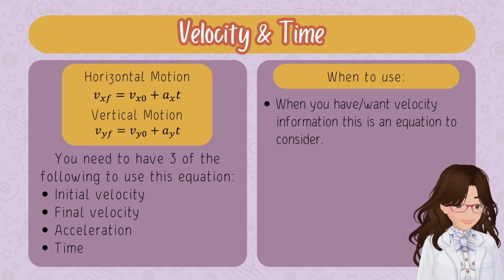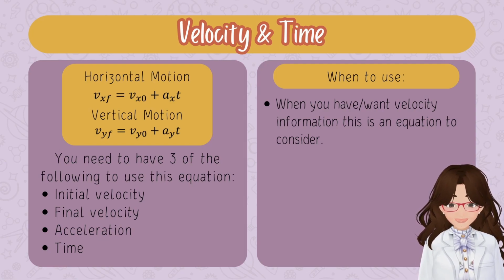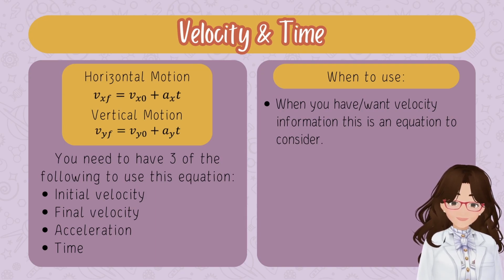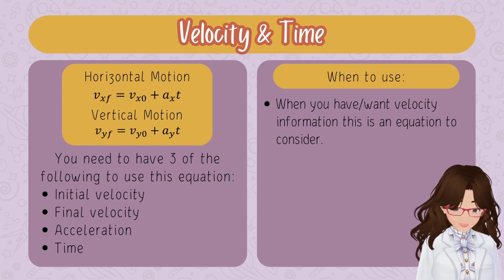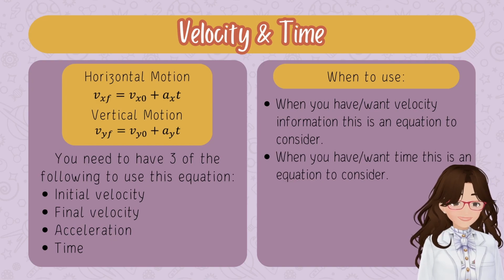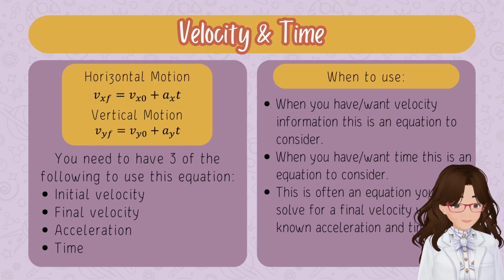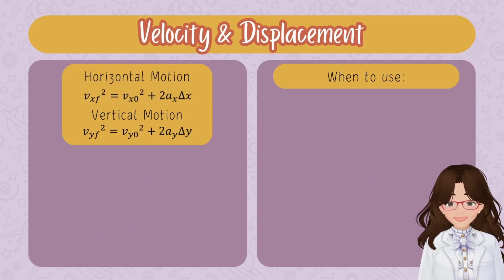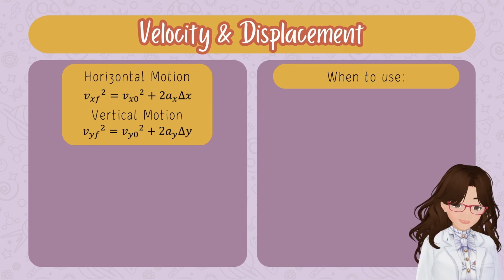In this case, we want to use this in particular when we have or want velocity information. Because two out of four of the variables are associated with velocity, this is going to be a good one to consider. The main difference between this and the first equation is the time factor. If you have information about velocity and time, this is the equation you should be looking to use. This is often used to solve for final velocity for an object that has a known acceleration.